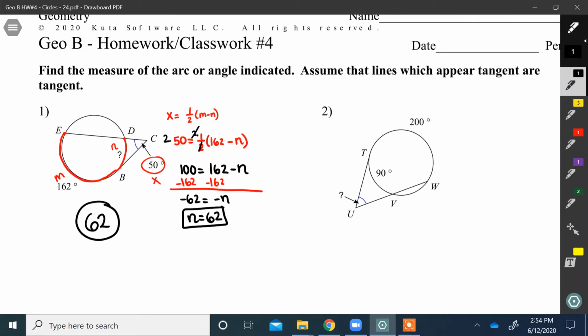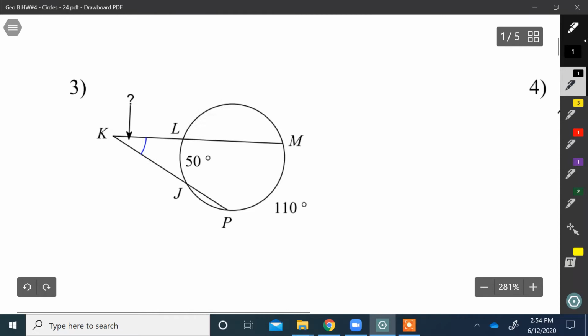And I'm going to be verifying all of this as we're going. Okay, 62, very good. All right, let's go ahead and do number 3. Now, all you have to do is number 2. You're going to be doing number 2 for me. But you know already that number 1 is 62. Number 3.